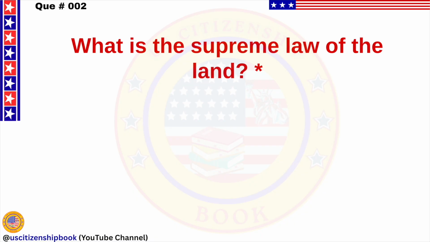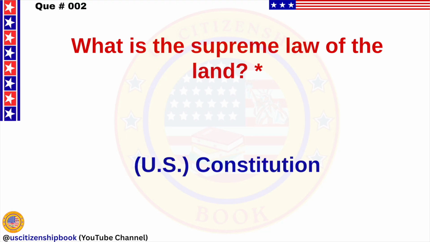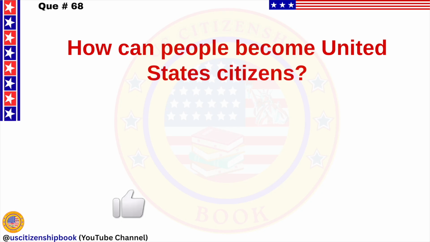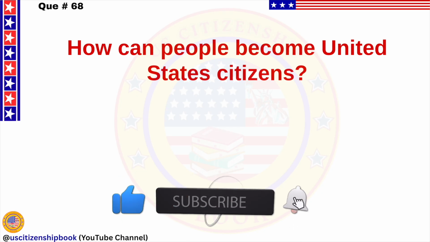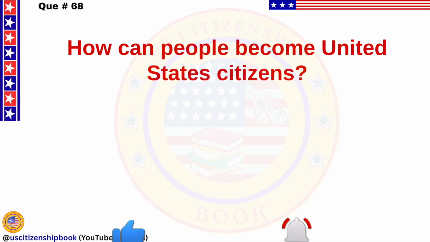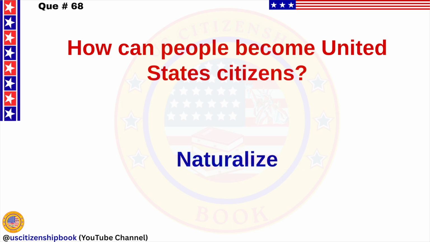What is the supreme law of the land? U.S. Constitution. How can people become United States citizens? Naturalize.